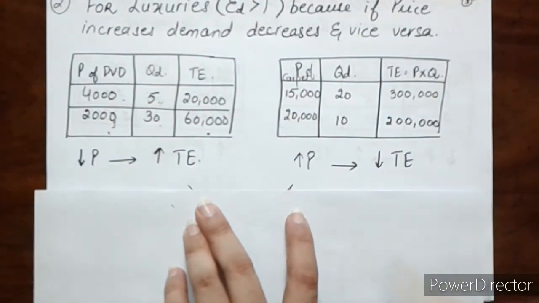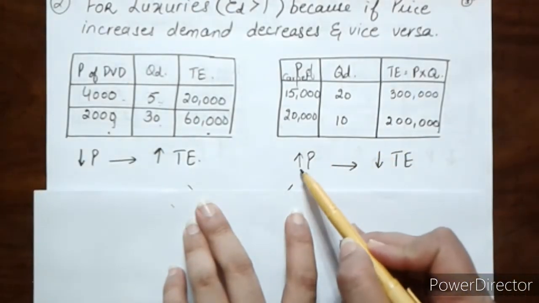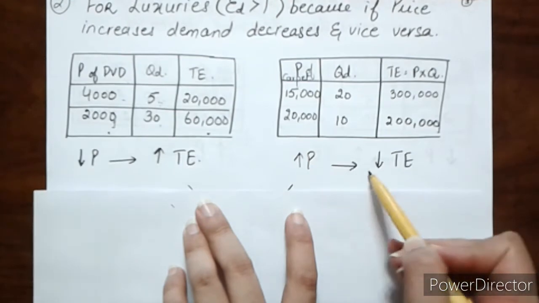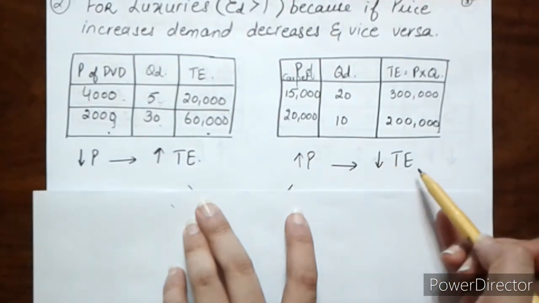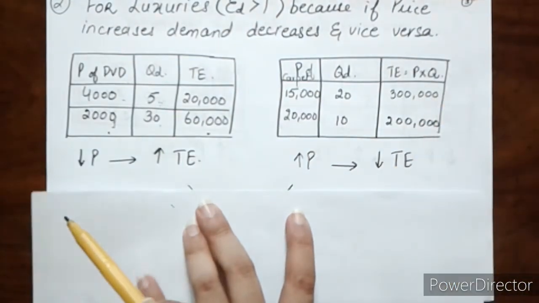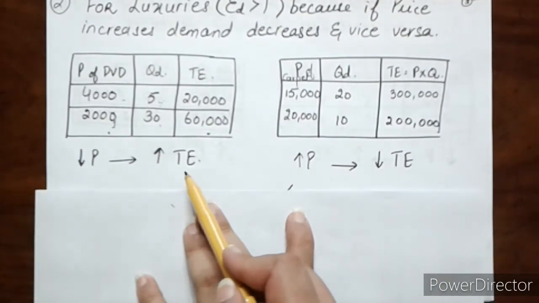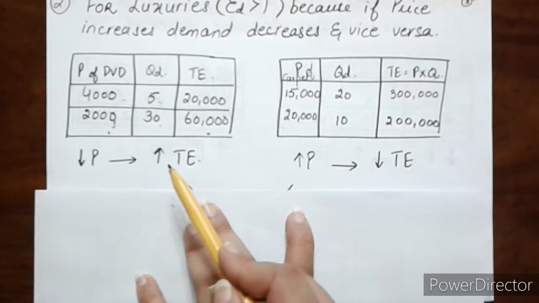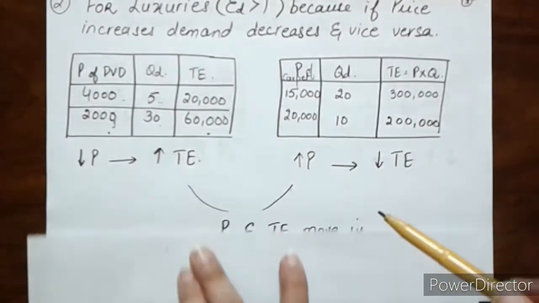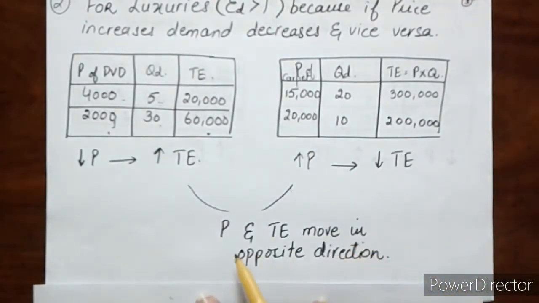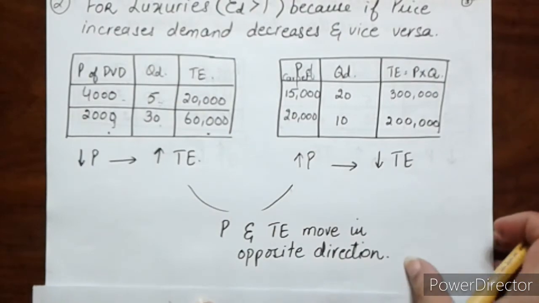So what are we seeing here? Here we can see that increase in price has caused decrease in total expenditure, whereas in the previous case the direction in both P and total expenditure was the same, but in case of luxuries it is opposite. So we can sum up by saying that in case of luxuries, price and total expenditure move in opposite directions.